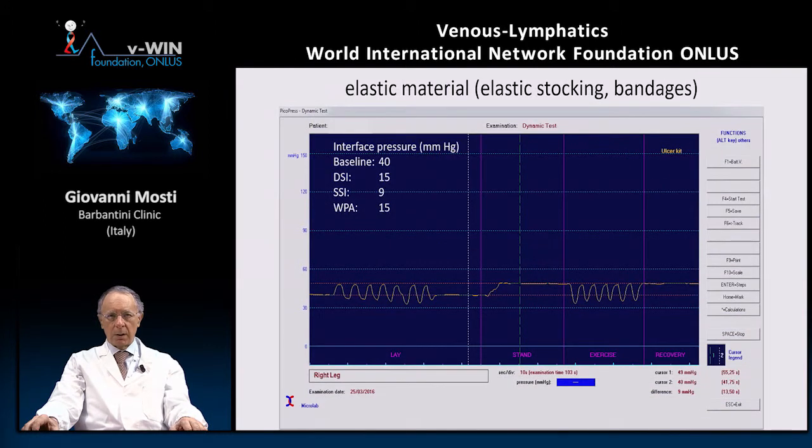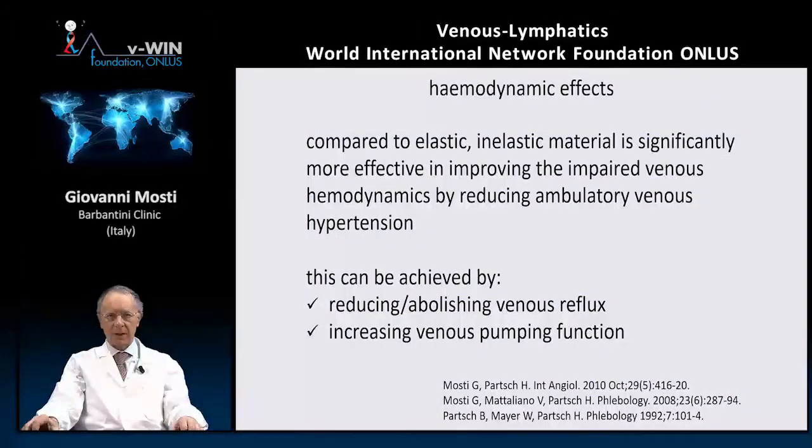And this is possible both with inelastic bandages, as we saw, but also with adjustable compression wraps, exactly the same phenomenon. And this is not possible with elastic material, because the pressure exerted by elastic material is far too low compared to intravenous pressure to exert any hemodynamic effect. In fact, when we compare elastic and inelastic material, we see that inelastic material is significantly more effective in improving the impaired venous hemodynamics by reducing ambulatory venous hypertension, and this can be achieved by reducing and abolishing venous reflux, increasing venous pumping function.